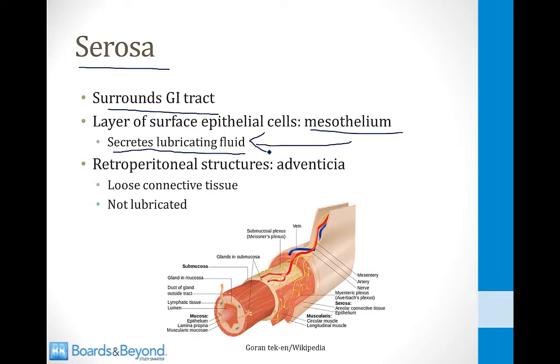Now, structures that are in the retroperitoneal portion of the abdomen are a little bit different. They are not surrounded by a mesothelium.